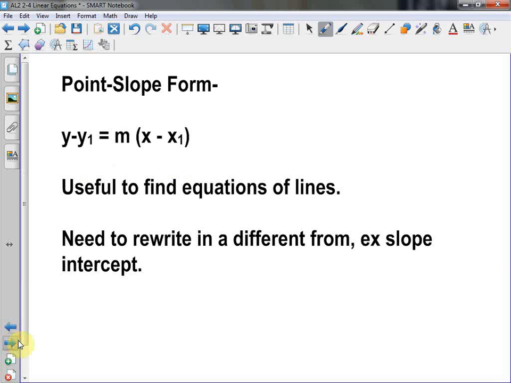Okay, the first thing we're going to learn about is point-slope form. This is a new form for us. It looks like y minus y1 is equal to m parentheses x minus x1. This form is really useful to find equations. When they say find an equation, you're probably going to try to use point-slope form first. The downside to it is you usually need to rewrite it in a different form, like slope-intercept form.